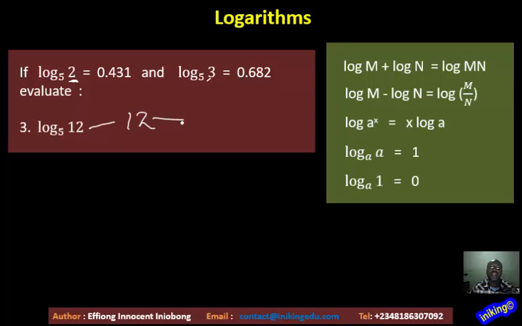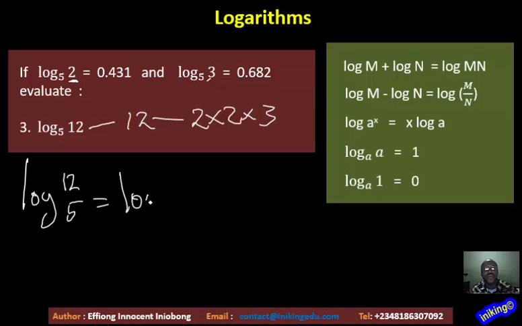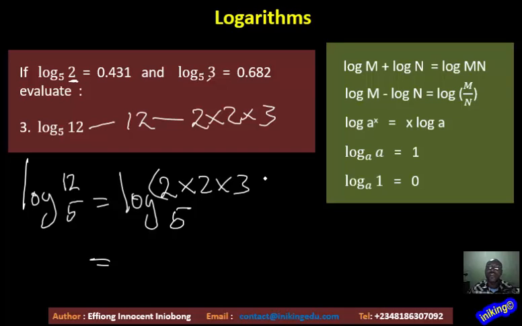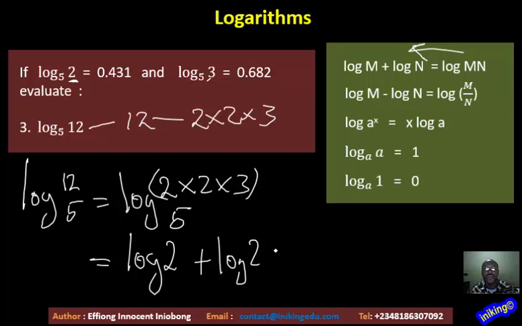And looking at 12, I see 12 as 2 times 2 times 3, which means I can write my log 12 base 5 as the logarithm of what? 2 by 2 by 3 to base 5. Now log of 2 by 2 by 3 to base 5. Applying the first law, moving from right to left, it means I can split this out as the logarithm of 2 plus the logarithm of 2 plus the logarithm of 3 all to base 5.